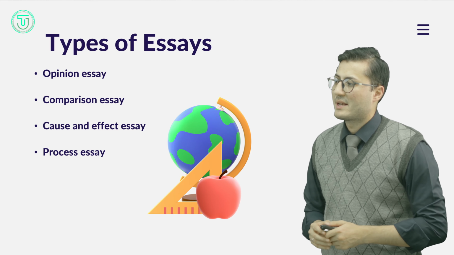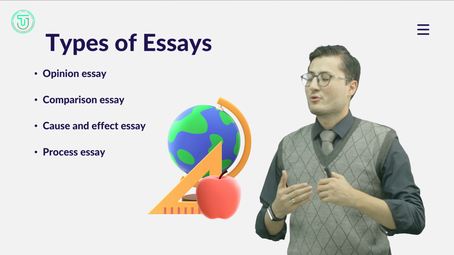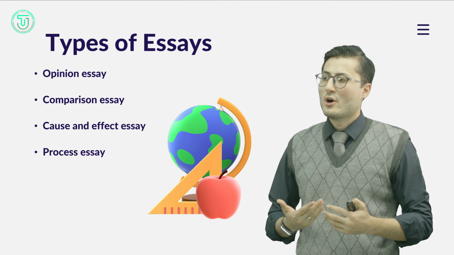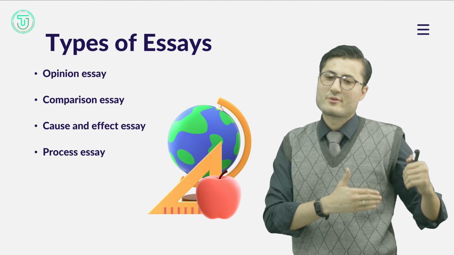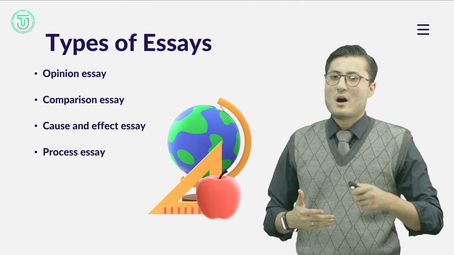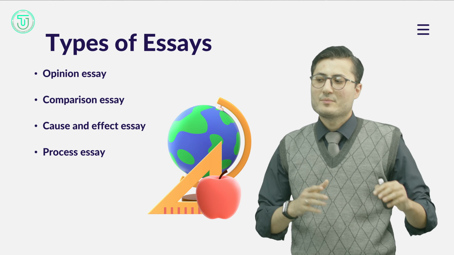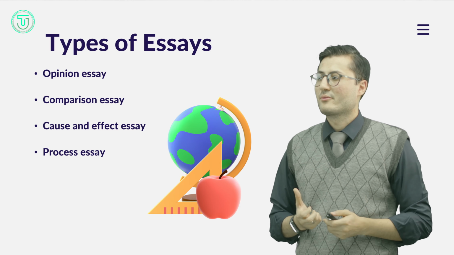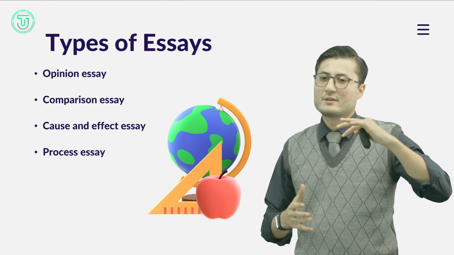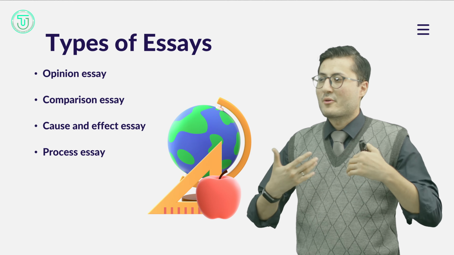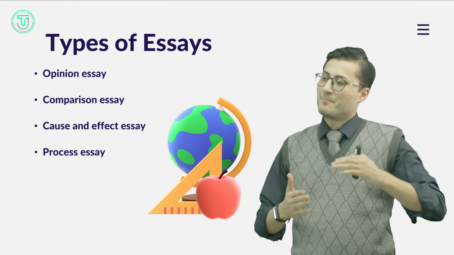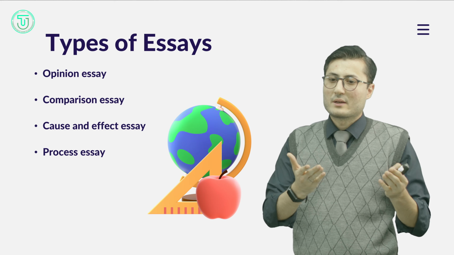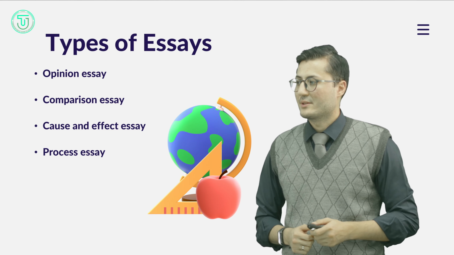The next type of essay is cause and effect. Cause and effect, as it says, the cause is something that triggers some kind of result. For example, after the rain, I'm just simplifying this, of course, the ground is wet. So rain is the reason why the ground is wet, and the effect is the result: the ground is wet, in our case.